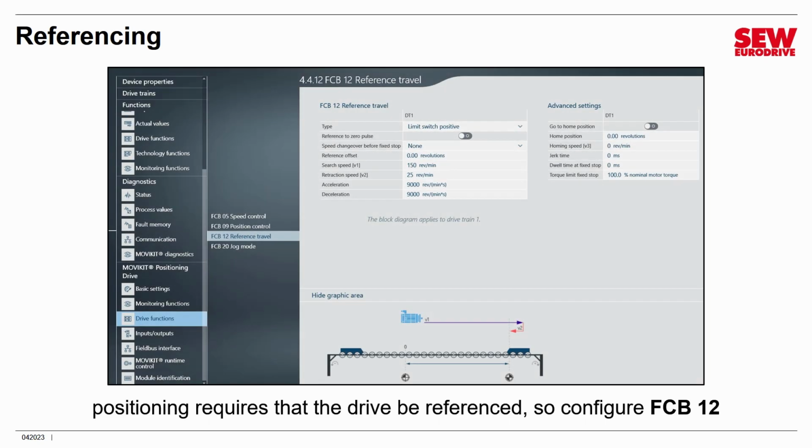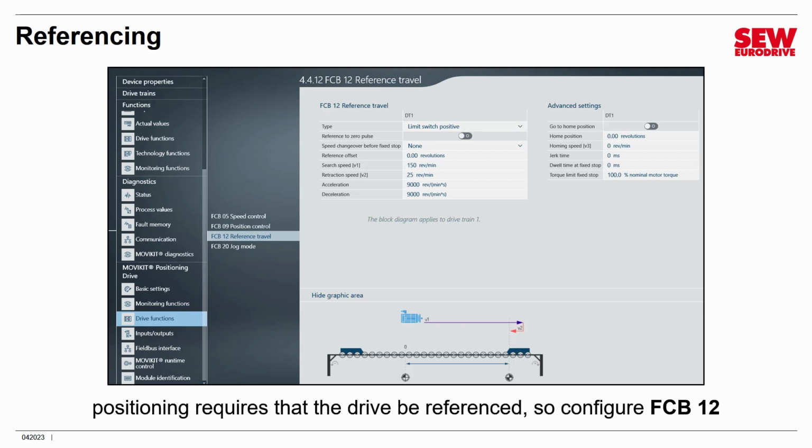You, of course, click on the bottom of the axis circle to go to the appropriate menu group. Then you pick Drive Functions and the submenu FCB12. That's the function control block associated with reference travel. And you'll pick the reference mode there at the top from the pull-down list. Right now it's set to limit switch positive, but you can set it to whatever is appropriate.